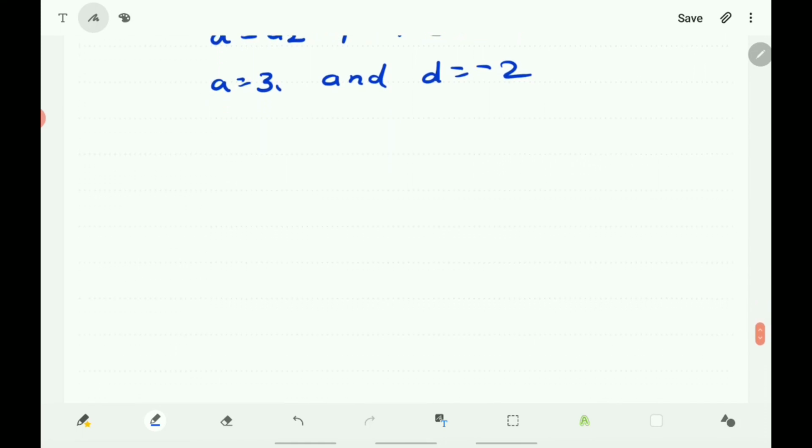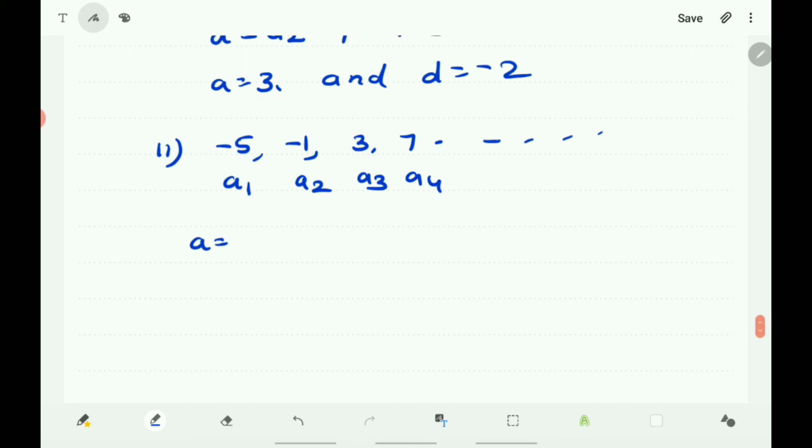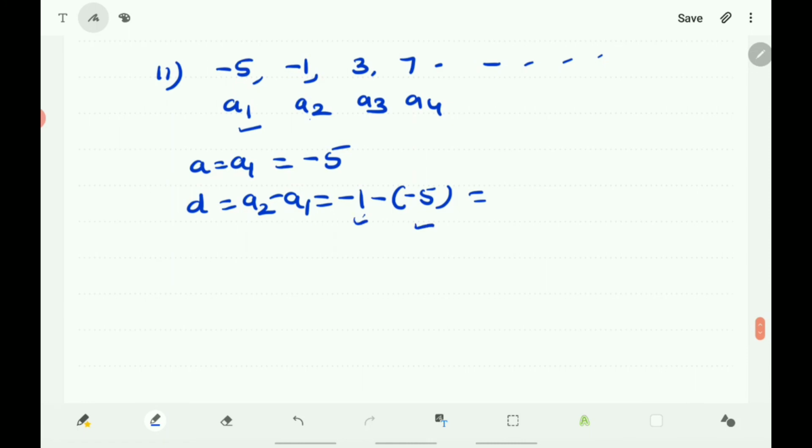Second one, very simple. Minus 5, minus 1, 3, 7, and so on. This is A1, A2, A3, A4. First term A means A1, that is minus 5. Then D means A2 minus A1. A2 is minus 1, A1 is minus 5, so it becomes minus 1, minus of minus 5, plus 5. Minus 1 plus 5 means 5 minus 1, that is 4. So A is equal to minus 5 and D is equal to 4.